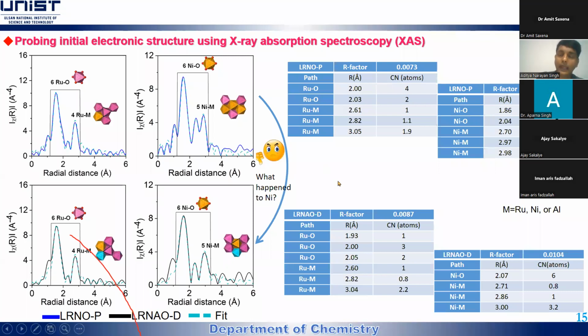When we take XRD or any data, the decline in intensity reflects the defects in the crystal structure. If we see that in the undoped one, the nickel intensity is higher, but what happened to nickel in the doped one? We see that the intensity of the nickel here is reduced. So what does this reduction exactly mean? This reduction in nickel intensity means that aluminum is occupying, or substituting, partial nickel. And we intentionally doped aluminum in place of nickel.